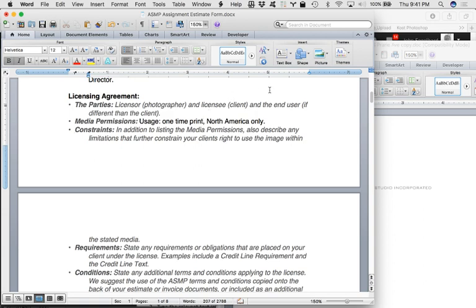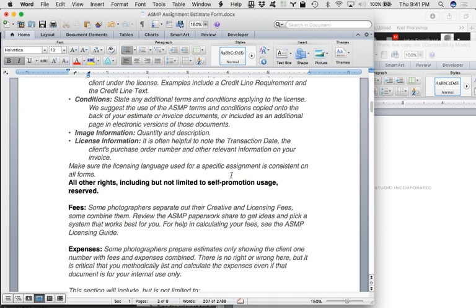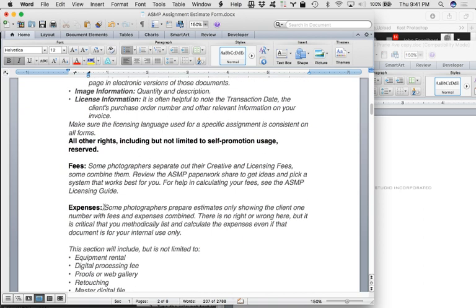Are we good on this though? Okay. So anyway, that's what goes in here. If there are any conditions, restrictions, any information, all rights reserved other than those. Then we come down to fees.